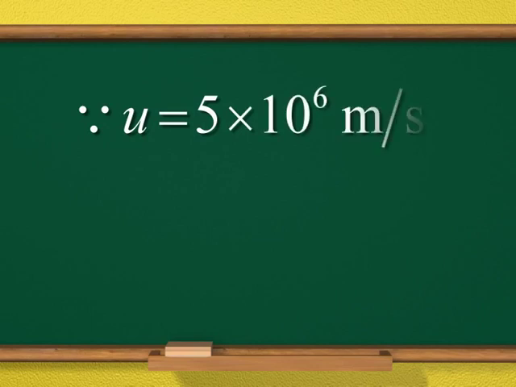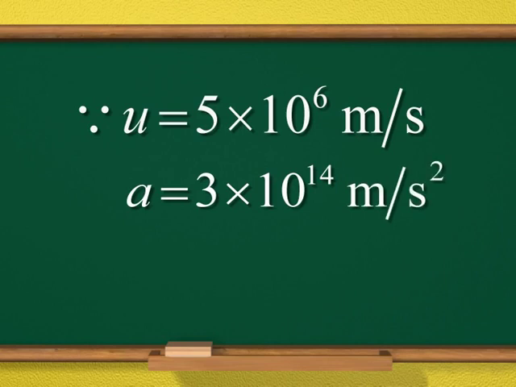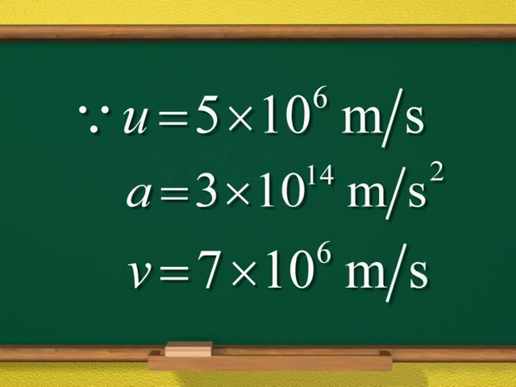Here, initial velocity u is equal to 5 into 10 to power 6 meter per second. Its acceleration a is equal to 3 into 10 to power 14 meter per second square, and final velocity v is equal to 7 into 10 to power 6 meter per second.